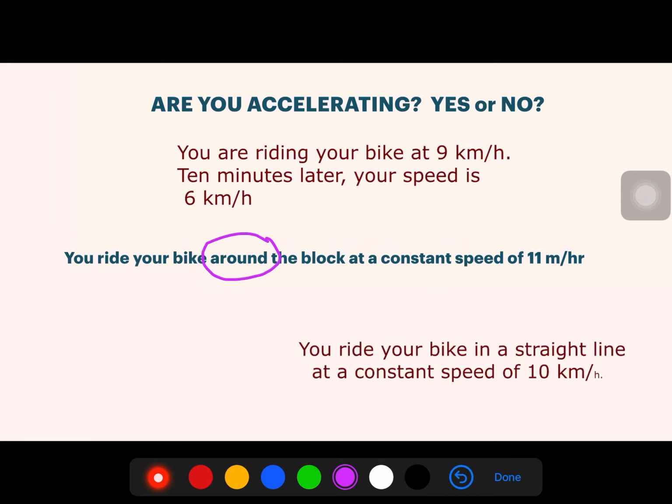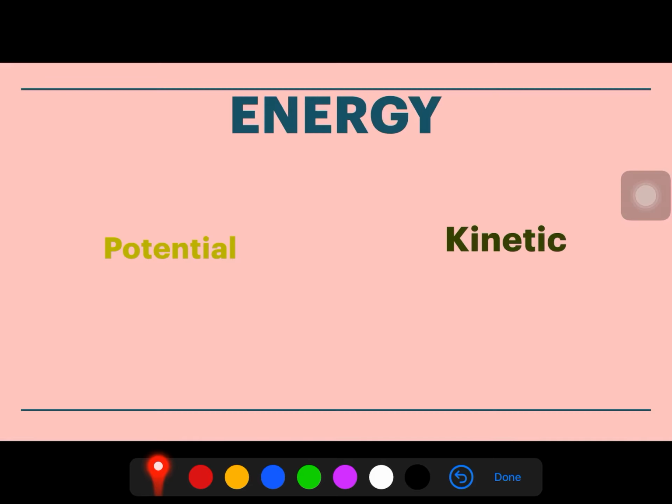Last one. You are riding your bike in a straight line at a constant speed of 10 kilometers per hour. Are you accelerating? Is your speed changing? No, it's constant. Is your direction changing? No. So are you accelerating? No, you're not.